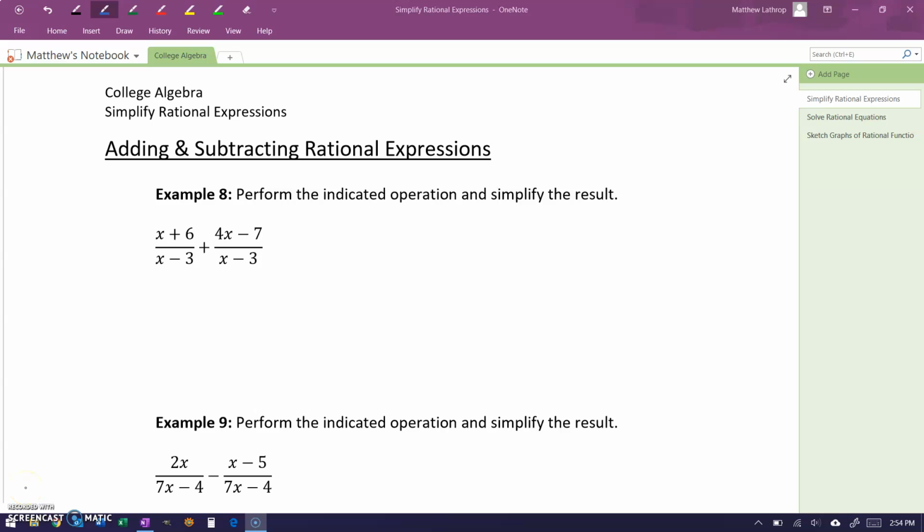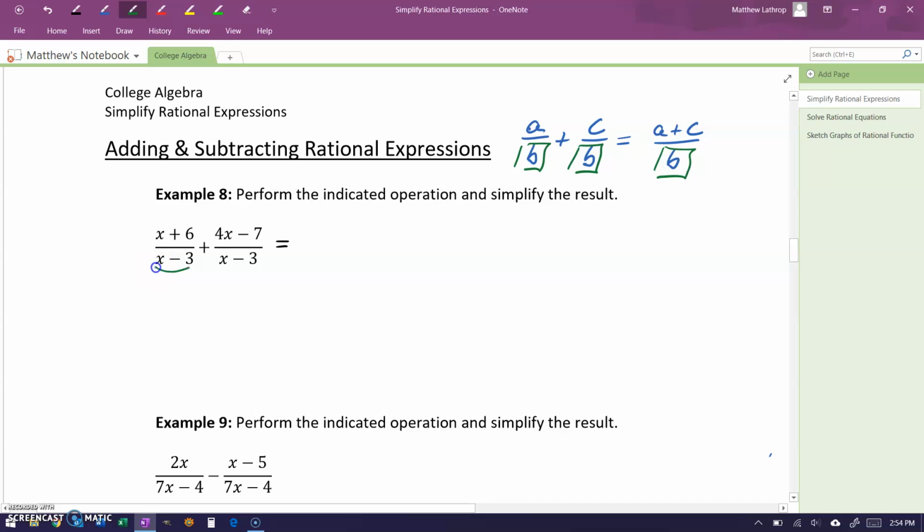In order to add and subtract rational expressions, we again want to review a basic arithmetic concept, which is if we had two fractions, a over b plus c over b, we could add this together as a plus c over b, because in this case, each of these fractions had that same common denominator. When we merge them together, we keep just that single common denominator underneath that entire new expression.